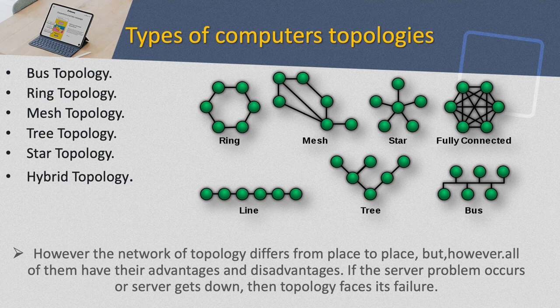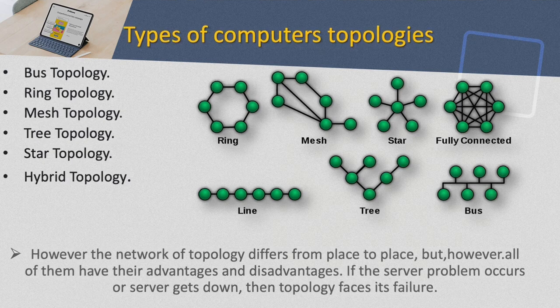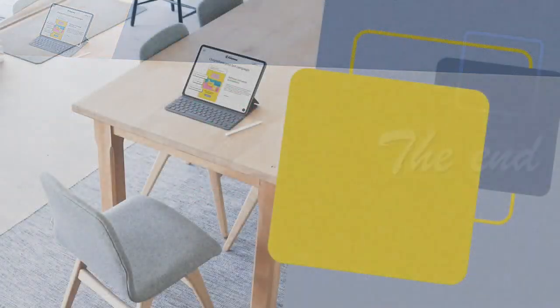However, the network topology differs from place to place. However, all of them have their advantages and disadvantages. If a server problem occurs or the server goes down, then the topology faces its failure. The end.